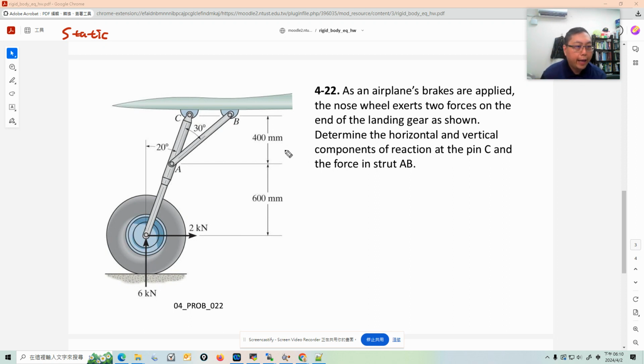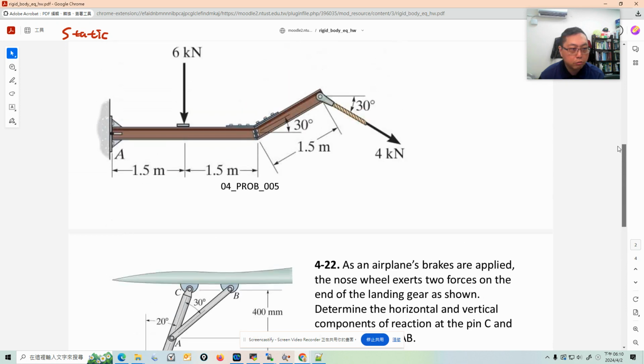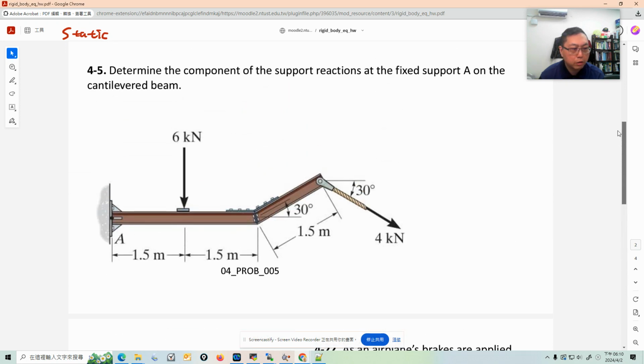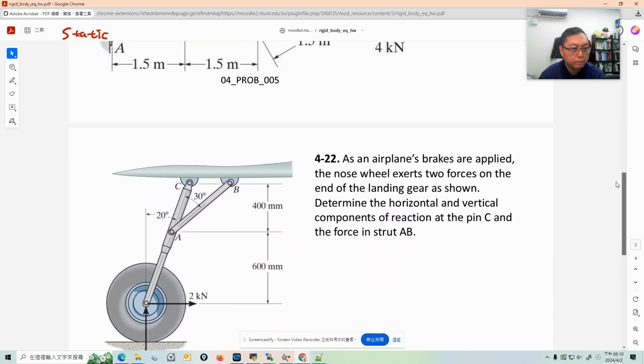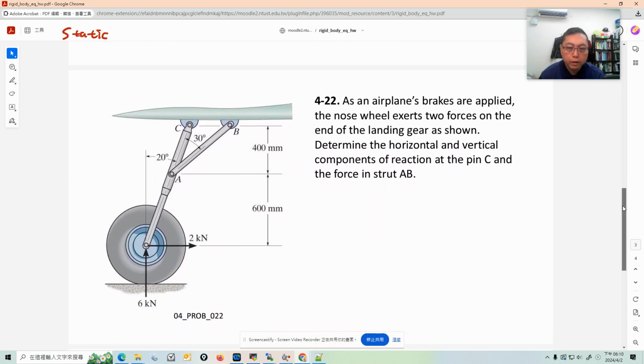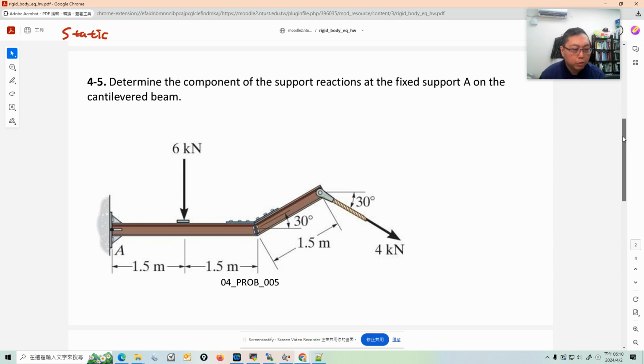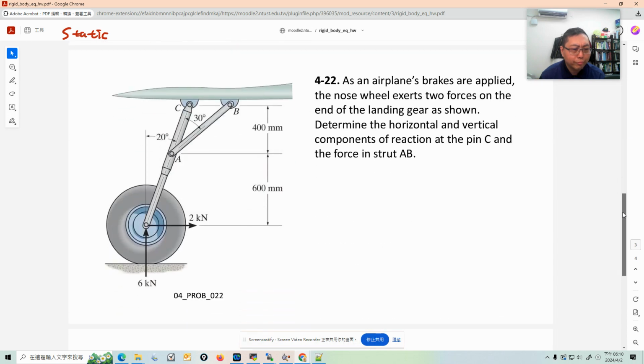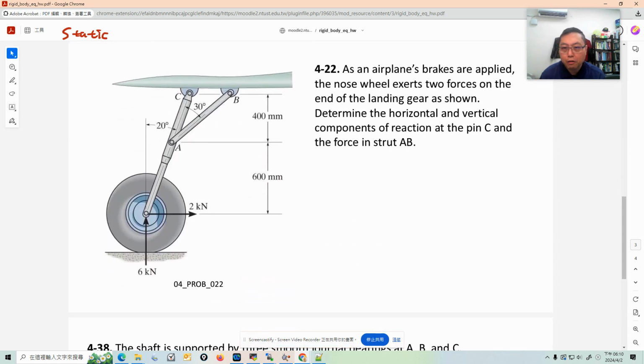For this problem, we draw the free body diagram first. We need a space to draw the free body diagram. In the last video, I didn't draw the free body diagram. So the free body diagram will look like this, and we are interested in this point C here.